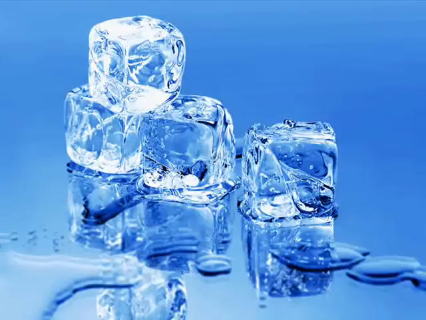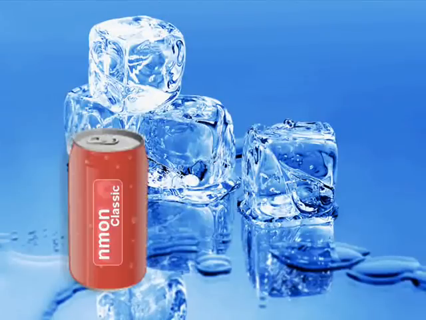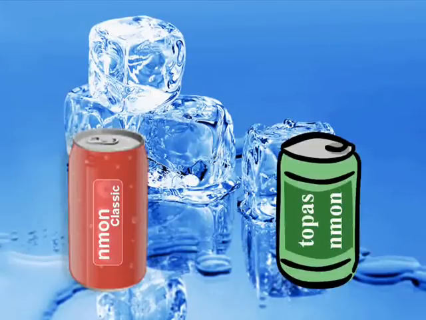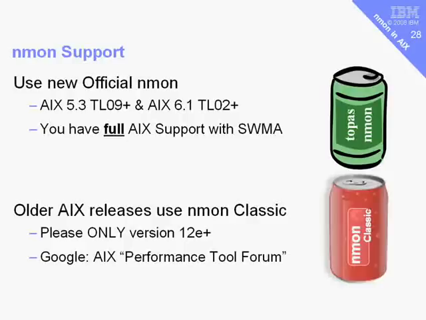Let's finish off then with a few other cool concepts. We have nmon now, and the original version of nmon we're now going to call nmon Classic, and the new version with the developers we've agreed that this will be called Topaz nmon to make it clear which one we're actually using. Now the new official one, as we said, is available with these two versions of AIX and on into the future. And if you've paid up for AIX support, then you have support for that command.